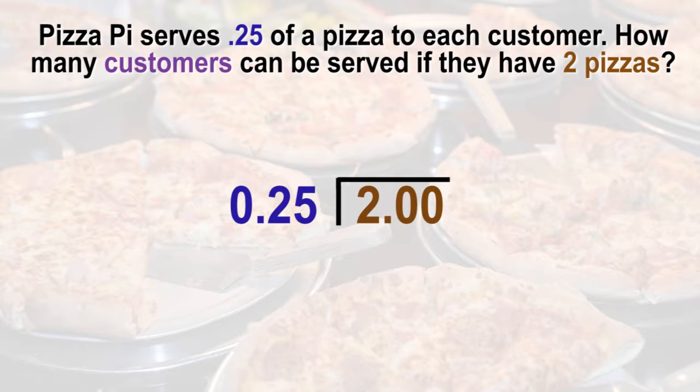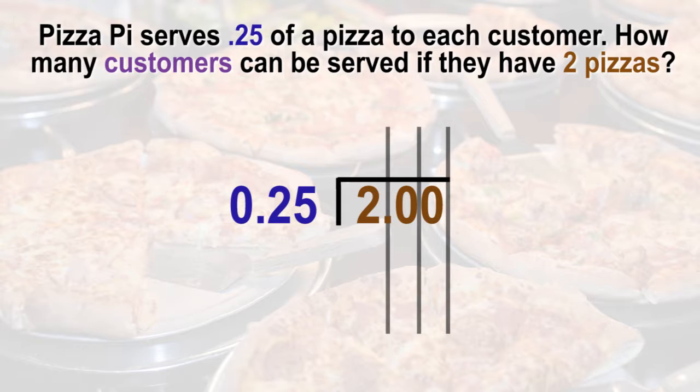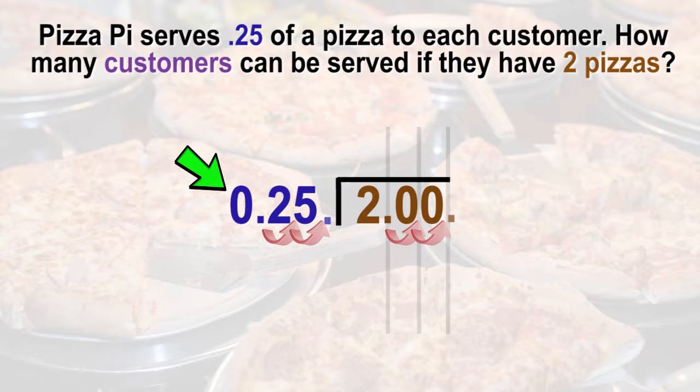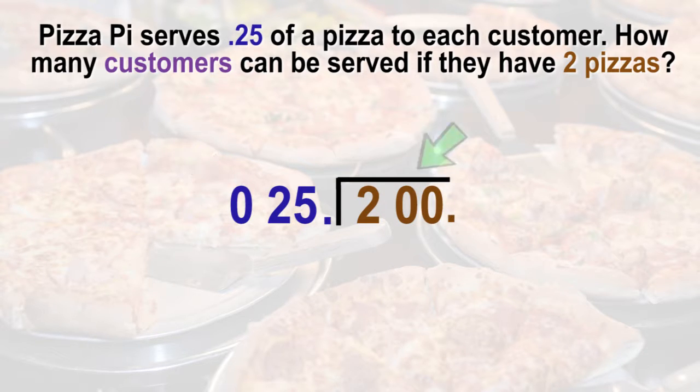To solve this problem using the standard algorithm, the divisor and the dividend are arranged with a division bracket. The problem can then be rewritten to indicate that the divisor and the dividend are in the same units. 0.25 is rewritten as 25/100ths, and 2 is rewritten as 200/100ths. The decimal point can then be written in the quotient.